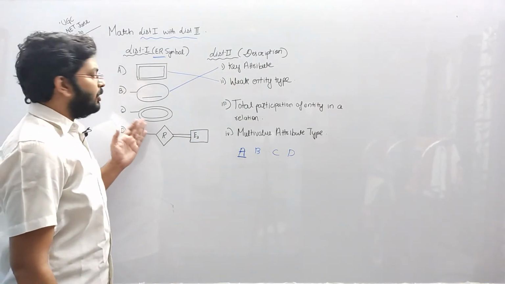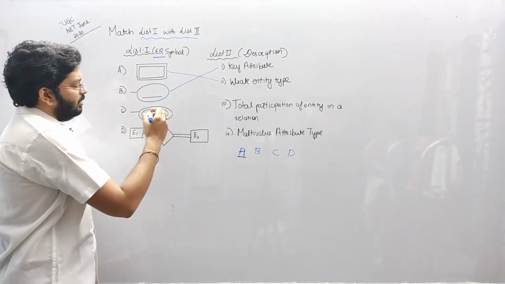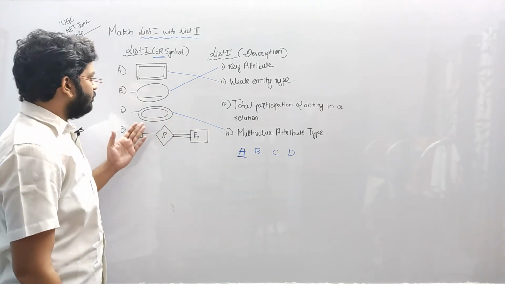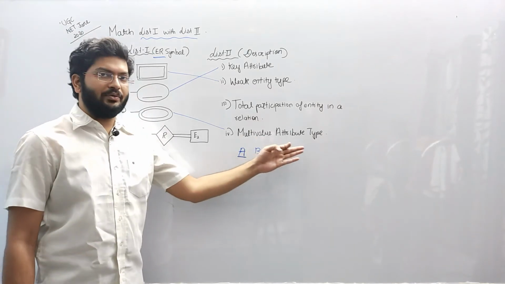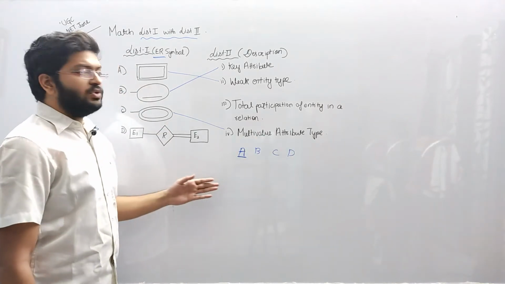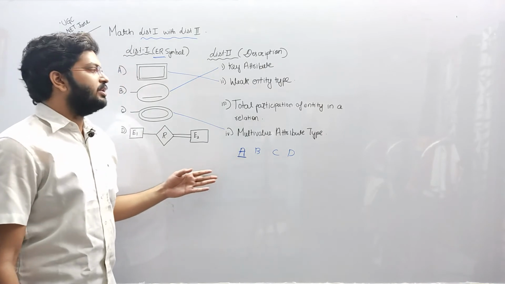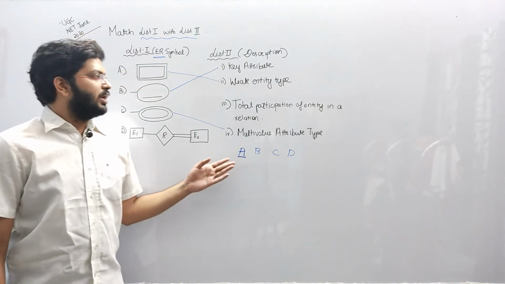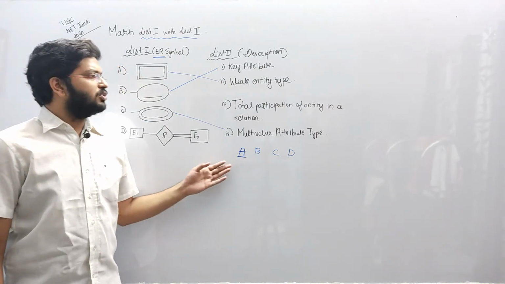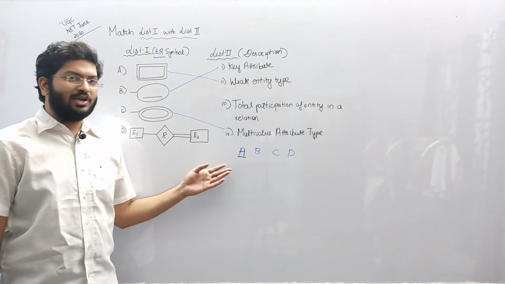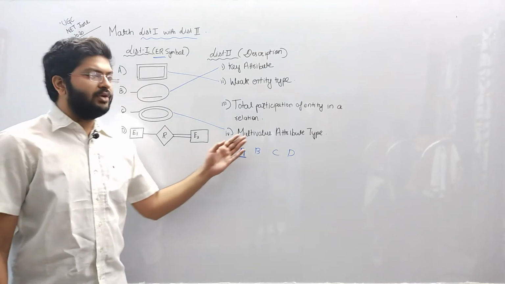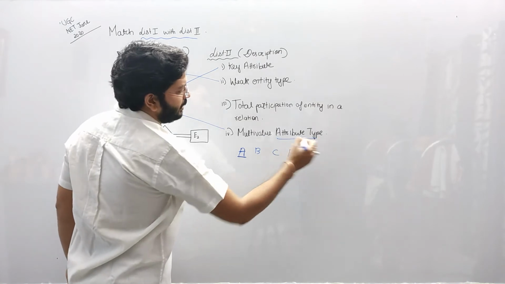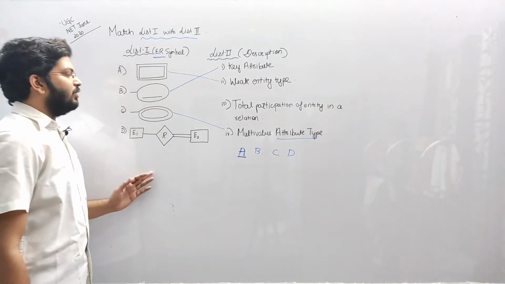Now comes the double oval. In case of a double oval, it stands for a multi-valued attribute. So what is basically a multi-valued attribute? The attributes which can have multiple values. For example, in case of telephone numbers, we are having a primary phone number, we are having an alternative mobile number, and in some cases we are also having a landline number. So these are multi-valued attributes, that is, an attribute type can have multiple values. This is a multi-valued attribute.